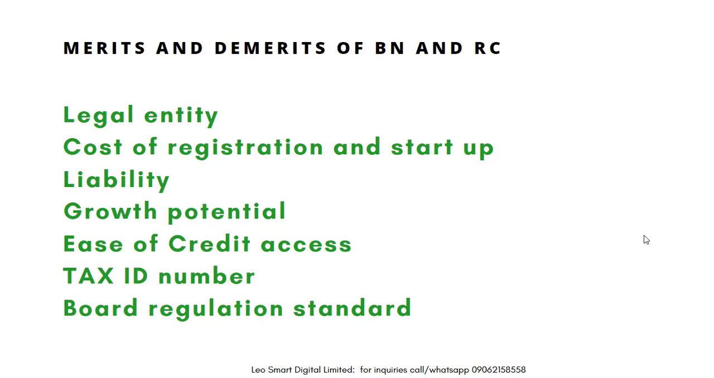I'll be answering a question a prospect asked about the merits and demerits of, as he put it, enterprise ventures and limited. Now, he's asking that because he's not an expert. He doesn't have much knowledge about CAC, because in CAC we only talk about business name and company. That's why I've narrowed it to business name and company. Now, what do you mean by business name? We'll look at the merits and demerits under this heading: legal entity, cost of registration and startup, liability, growth potential, ease of credit access, tax identification number, and regulation standard.